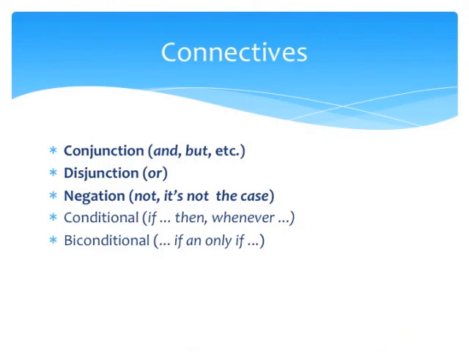These connectives that are studied by propositional logic also have standard names. You have the conjunction, which in English corresponds to and, but, etc. You have disjunction, which corresponds to or, negation, which corresponds to not or it's not the case. We have the conditional, which corresponds more or less to if-then, whenever, and then the biconditional, if and only if. For this part, we're going to concentrate on the first three.